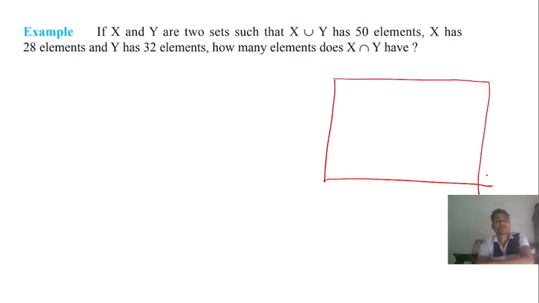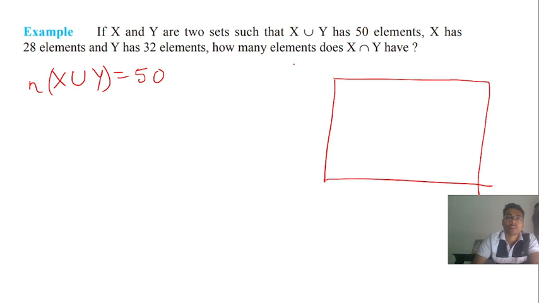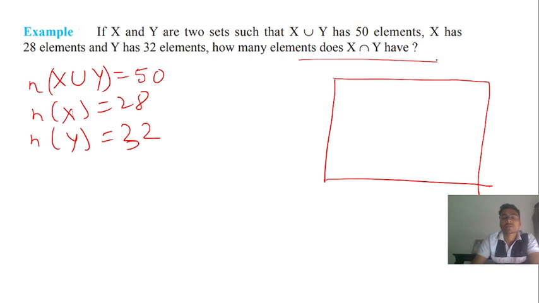Okay, so the first question is: X and Y are two sets such that X union Y has 50 elements, X has 28 elements, and Y has 32 elements. How many elements do they have in X intersection Y?